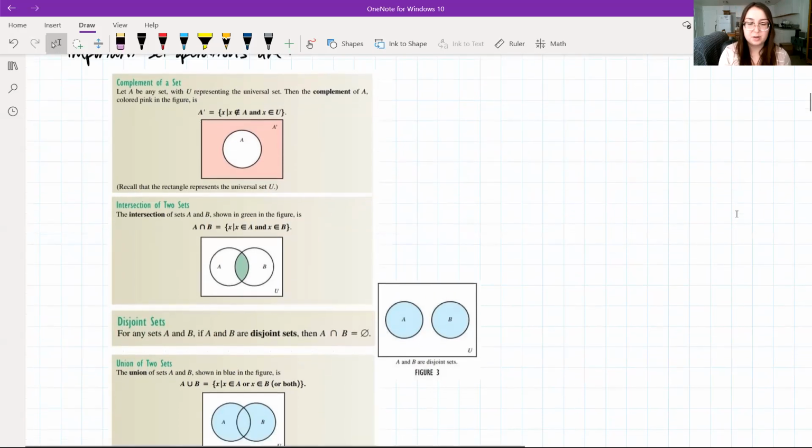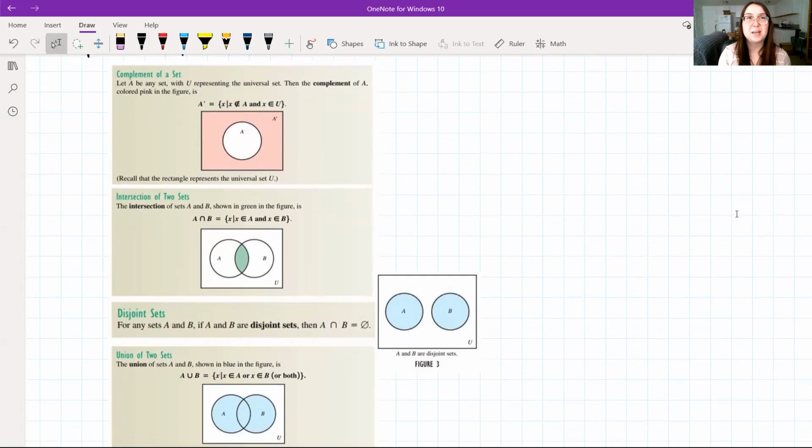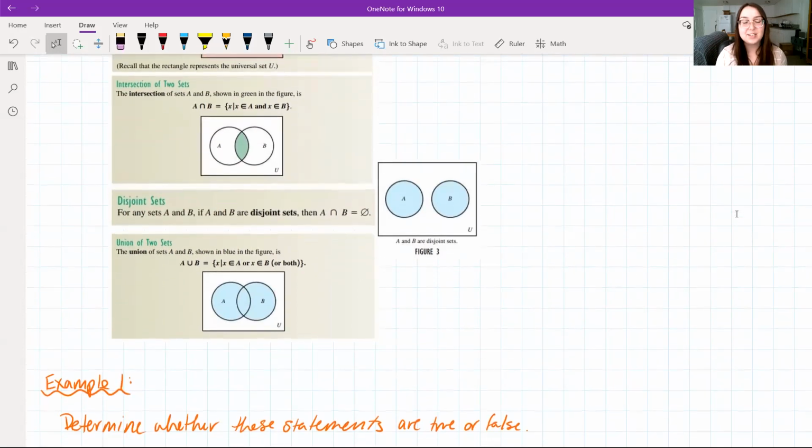All right, so when you're thinking of the complement of a set, you're basically thinking of anything that's not in the set. Then we have the intersection of two sets.